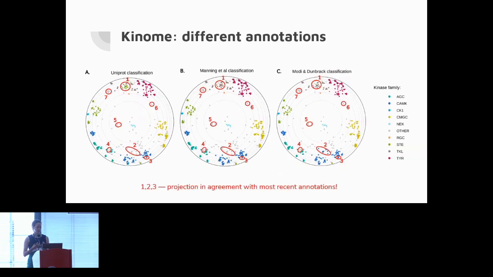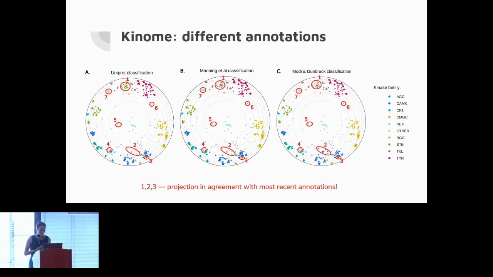And moreover, if you now take a look at the previous annotations, our projection also makes sense. So if you take a look at the first, second, and third groups, which are colored in gray, so gray in each projection corresponds to the unannotated sequences. For 2 and 3, both groups were, with the succeeding studies of Manning and then of Dunbrack, associated with the CMGC kinases. And they're clearly located close to this type of kinases in our projection. So that could be an indication even without this information.